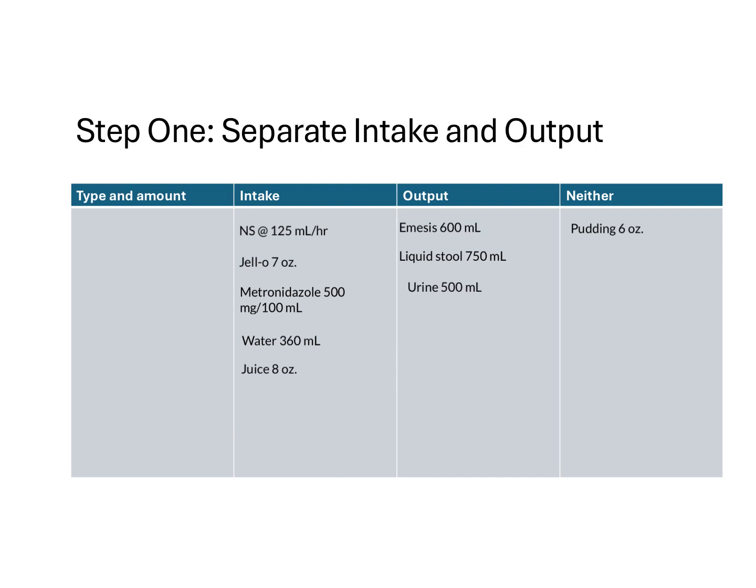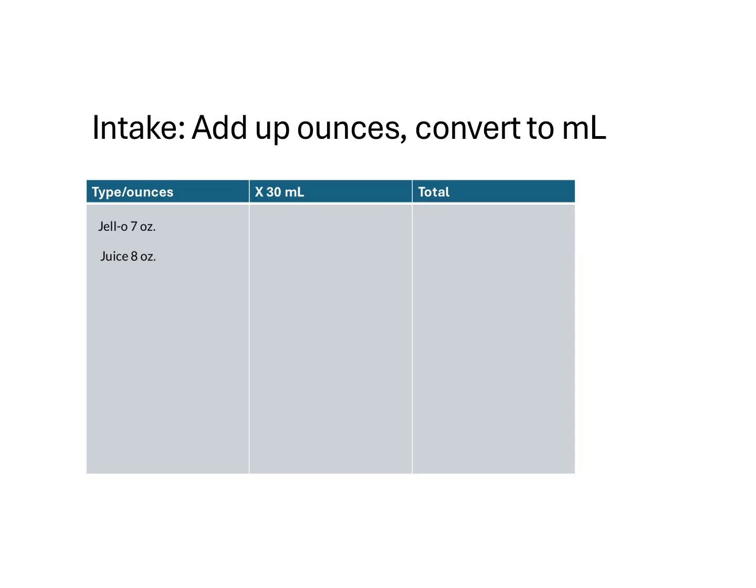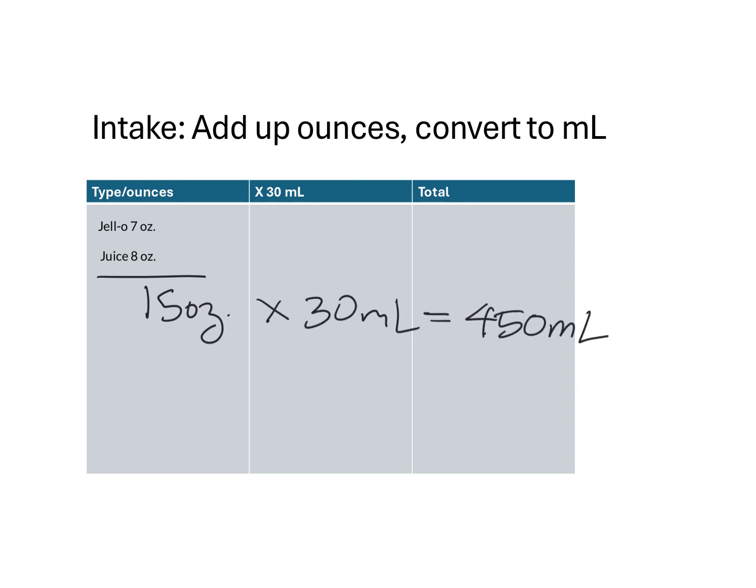So now that we have our categories, we're going to do intake and get everything to milliliters. So next, let's convert from ounces to milliliters. For this, we have 15 ounces. We're going to multiply that by 30 milliliters, and that equals 450 milliliters. I like to stop every step and think, does this make sense? So 450 milliliters, does that look like a large cup of juice and some Jello? That makes sense to me.